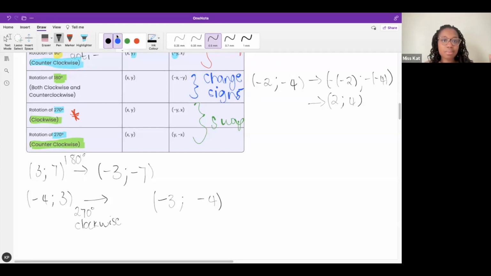Are we good, guys? Are we getting there? I think we're getting a little bit better. I think we're feeling a little bit better about this. Let's do 1 or 2 more and then we'll move on to rotating whole shapes. Okay.